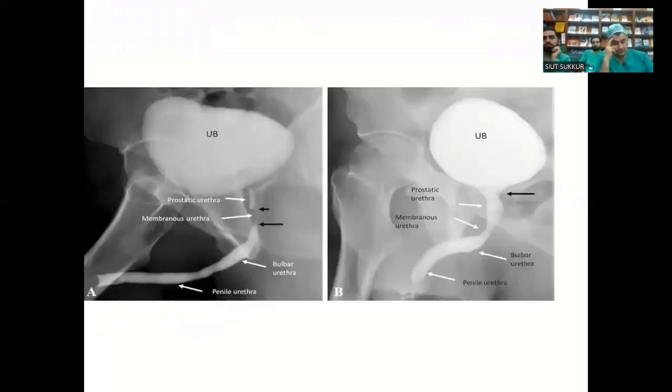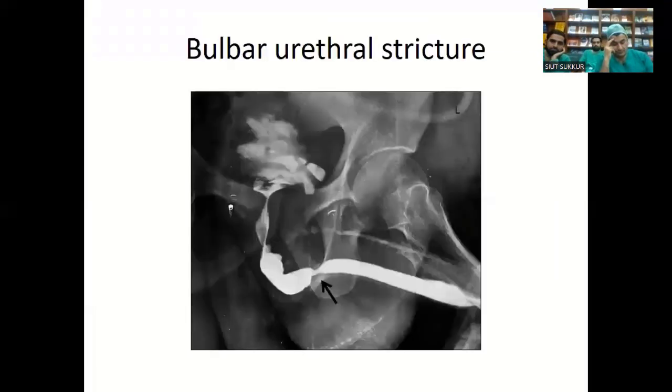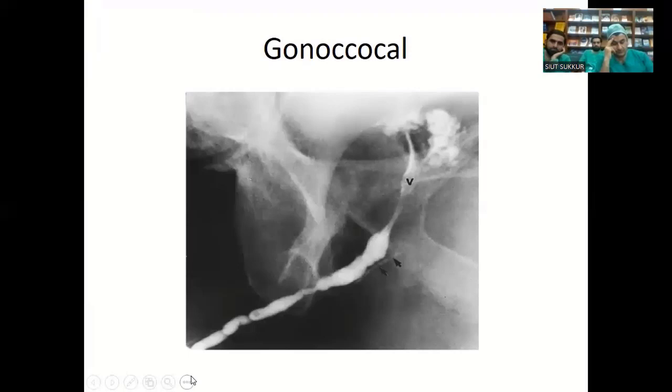This is an image of a retrograde urethrogram. We can appreciate the penile urethra, bulbar urethra, membranous urethra, and prostatic urethra. This is one image of a urethral stricture at the bulbar urethra. This is an image of a gonococcal stricture of the urethra secondary to gonococcal infection. We can see multiple strictures along the whole length.